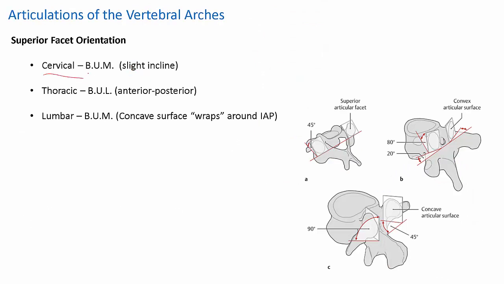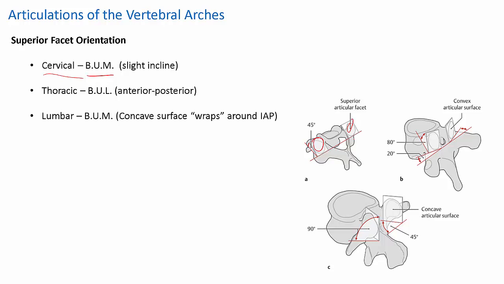Cervical, we often use this acronym BUM: backwards, upwards, and medial. It's mostly upwards and a little bit backwards. And you can see right here how that orientation is. It's kind of almost flat like this, but just slightly tilted a little bit. Actually, backwards would be more like that. That's where the cervical is. And that's going to allow for a lot of that motion, that rotation that you have in the neck.